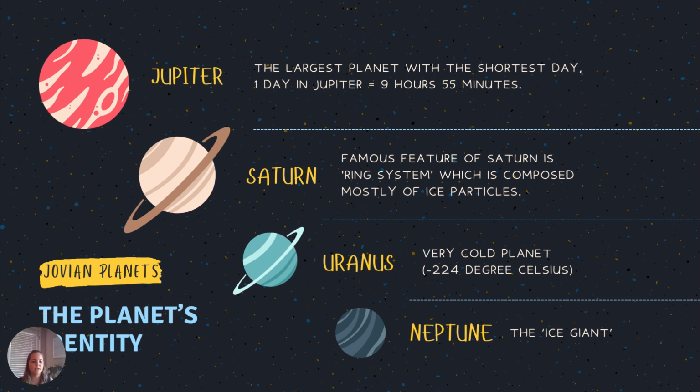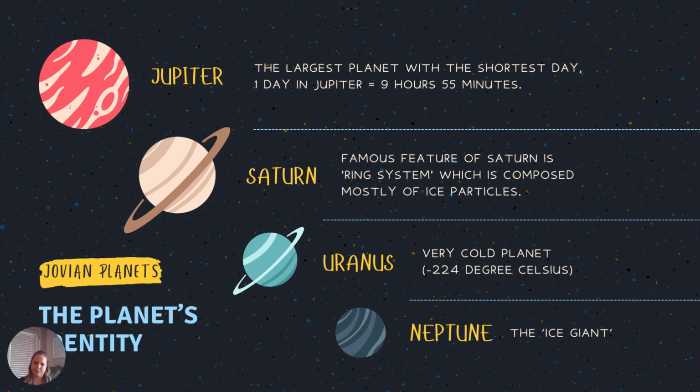All right, so moving into the Jovian planets. These are our outer 4, so these are past the asteroid belt between our terrestrial planets. So we have the sun, the terrestrial planets, the asteroid belt, and then our Jovian planets. The Jovian planets are the furthest 4 planets from our sun. So Jupiter is the largest. It's the first one after the asteroid belt. And one day in Jupiter is 9 hours and 55 minutes. It has a very short day, which is very unique.